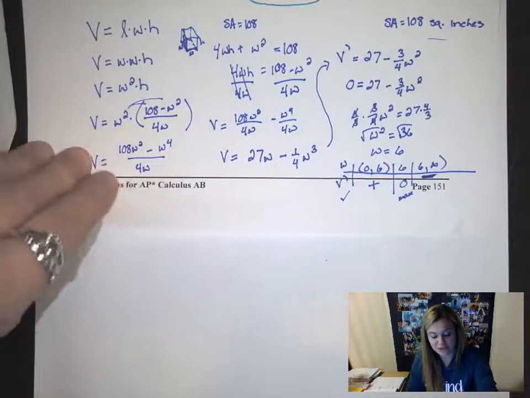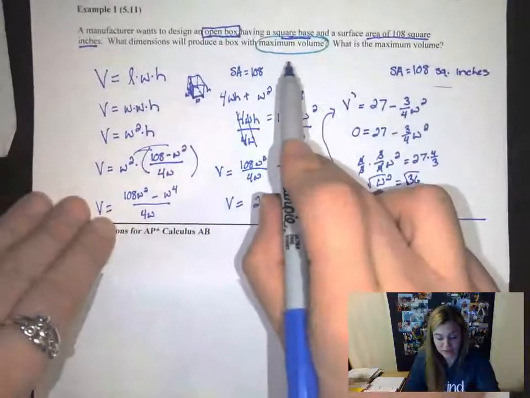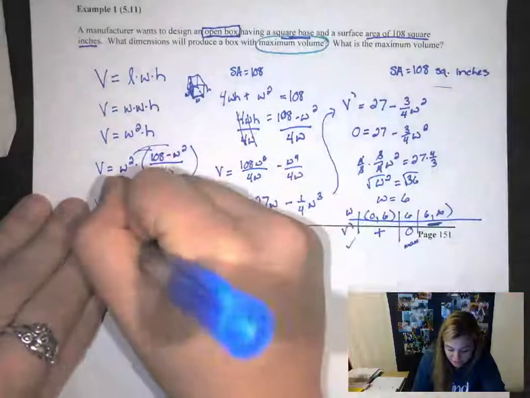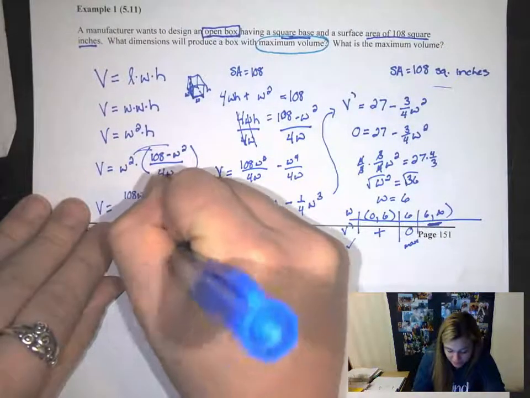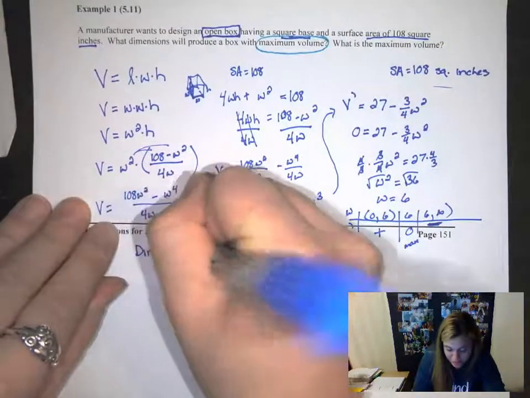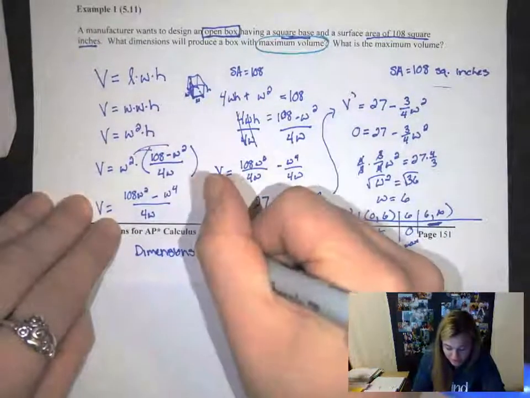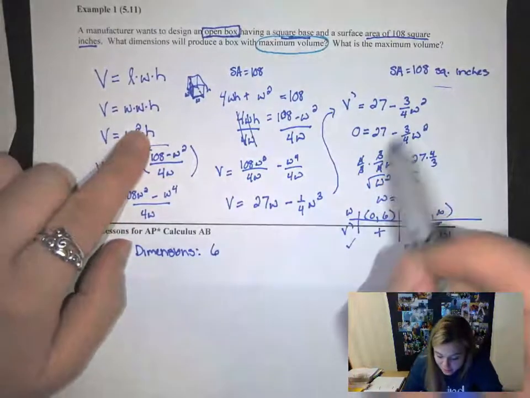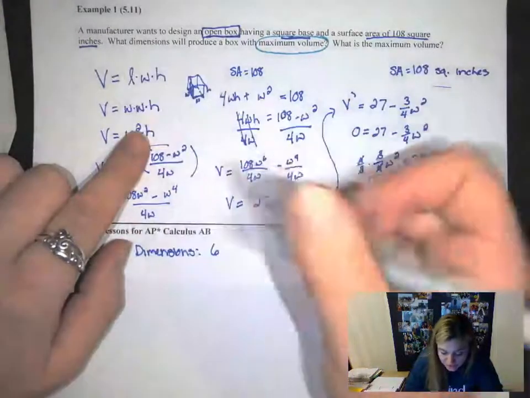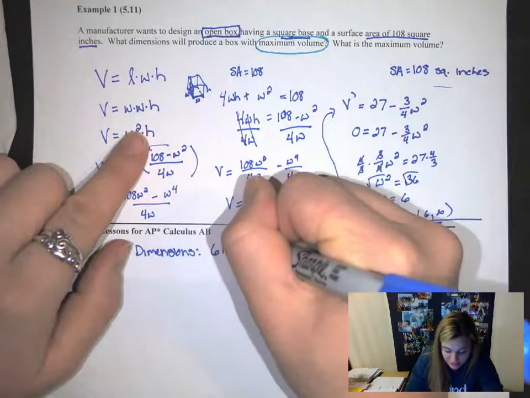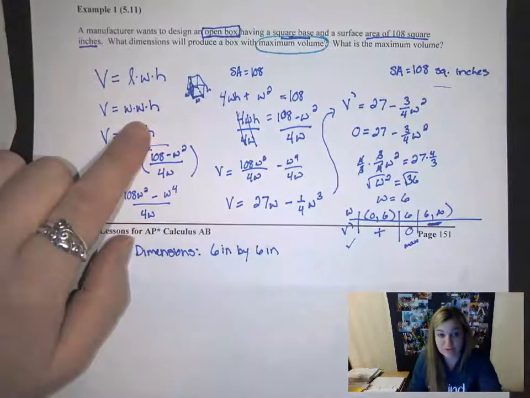So in this question, it says, what dimensions will produce a box with maximum volume? So we know the dimensions. I'll write that down here. We know right now that W is 6. So if I go up here, I'm going to have 6. And what's this say? This said square inches to begin with. So I'm going to say 6 inches by 6 inches, because it was W W.